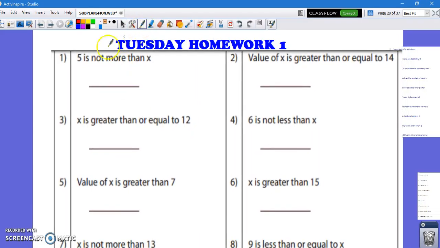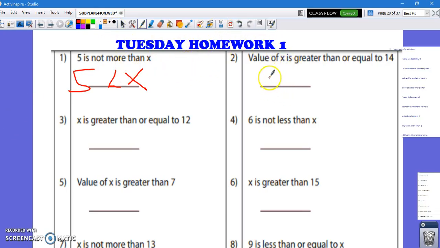Here we go. So we're working with inequalities. 5 is not more than x. Remember, not more means not more. So it's the opposite. And what's the opposite of not more? Is less than. So 5 is less than x is what it's looking for here.